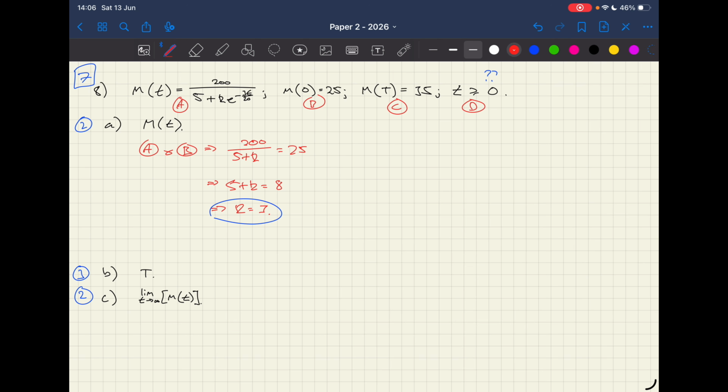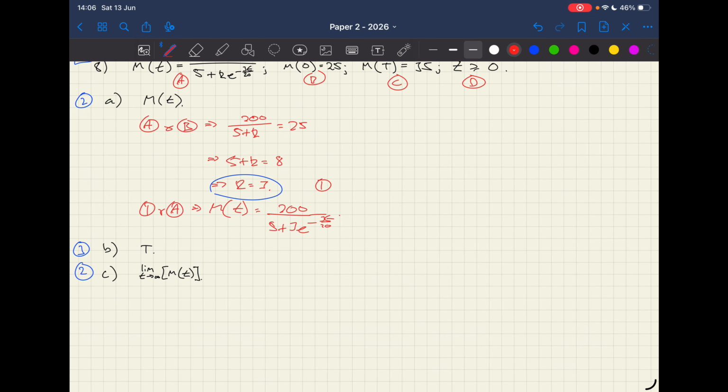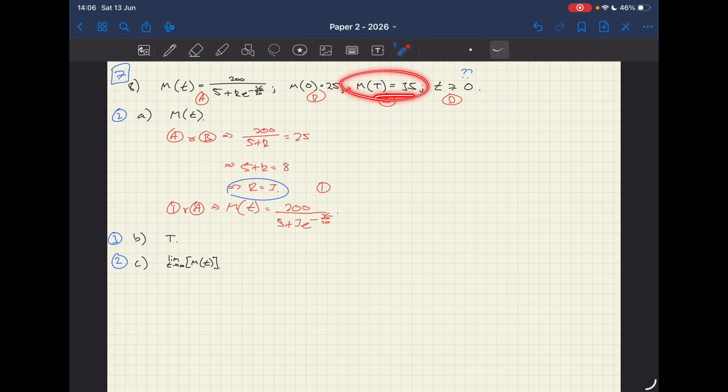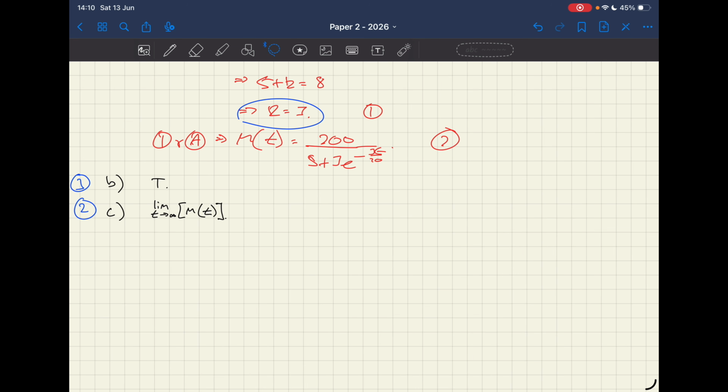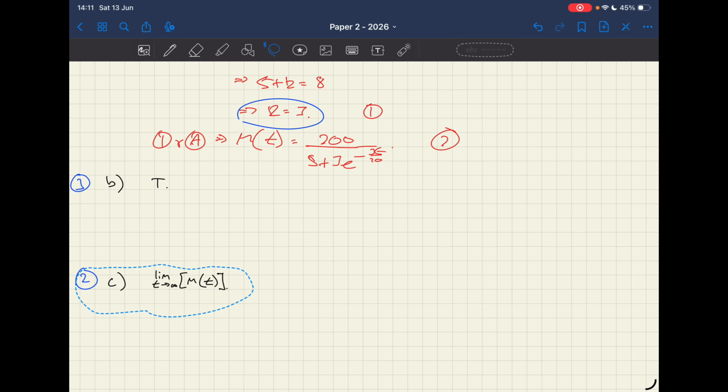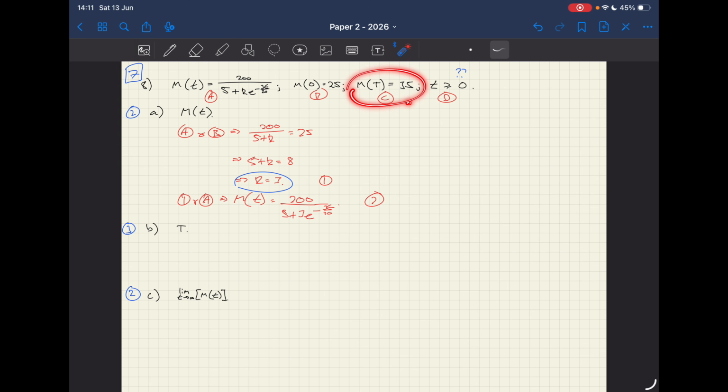So we can then take this new fact, let's call it fact number 1, and the definition of the model, which was fact A. They tell us that the model can actually be written as 200 over 5 plus 3 e to the minus 3t on 20. Lovely jubbly. Let's look at the next ones then. So now we want to find the value of t. That's the time that we hit 35 at. So let's look at an easier way of doing b than I just did. What do we know for this one then? Well, we want to find point t. That comes from fact number c.